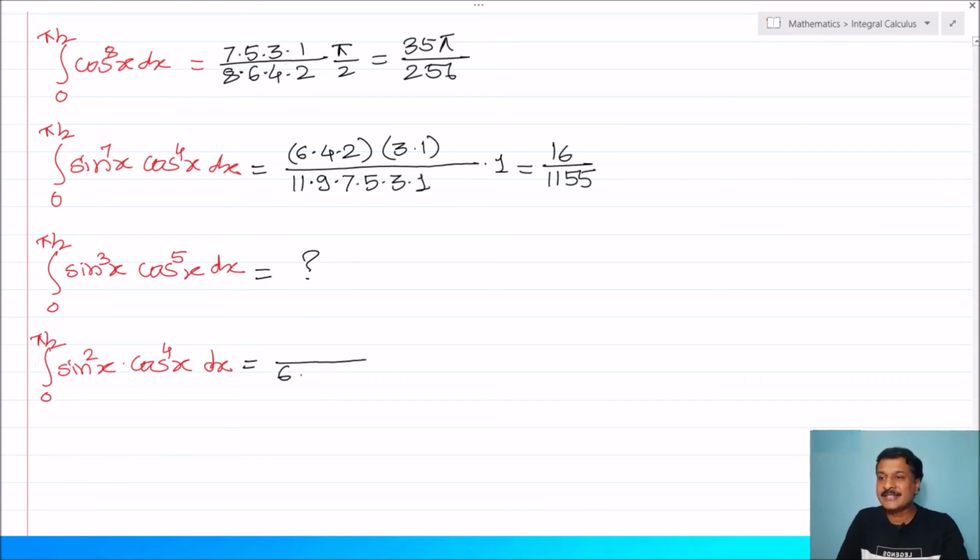So addition is 6, that is why the starting number is 6 into 4 into 2, and in numerator 2 minus 1, so 1, and 4 minus 1, so the starting number is 3 into 1, and into k. So both powers are even, that is why it is pi by 2. So what is the answer here? It is pi by 32.